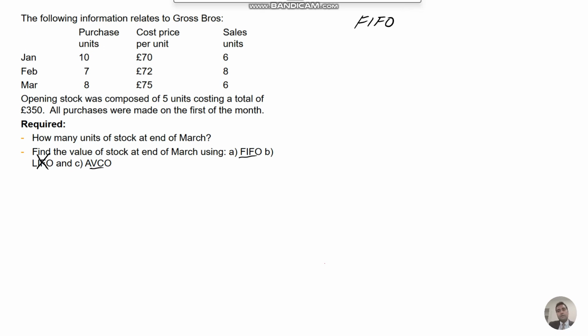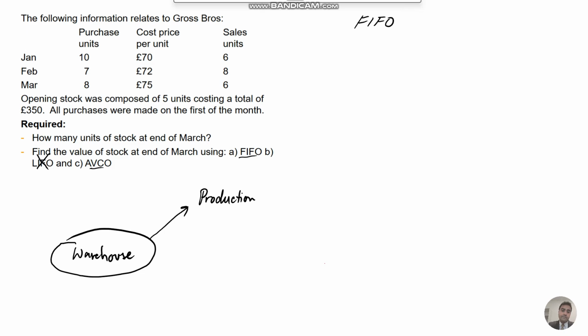Now before I start the FIFO method, you need to imagine there is a warehouse. In the warehouse the stock comes in, and the warehouse manager will have to keep the stock in such a way that if there will be an issue or sale of stock, he will then use the first in first out method. The stock which we will buy first will be dispatched first. Now this dispatch can be to the production department, or it can be sales.